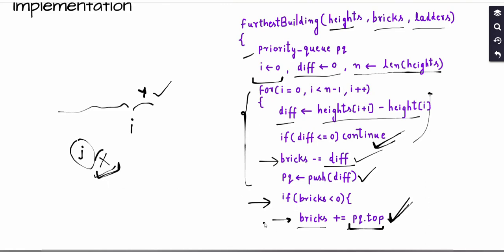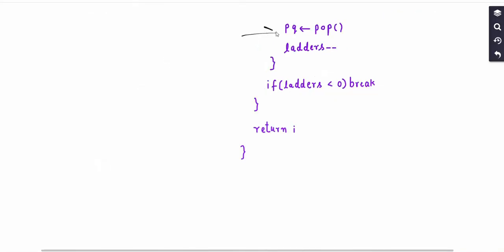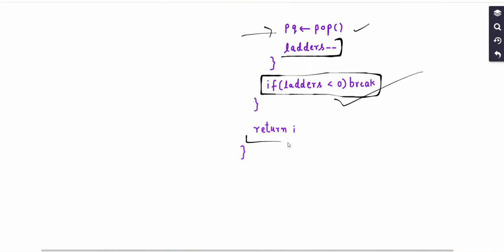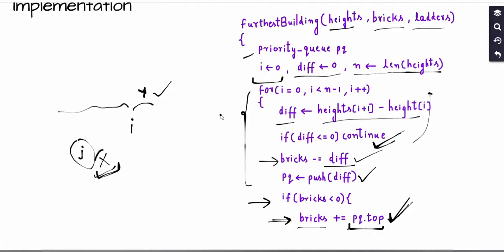That's why I'm doing this. Fine. Then I pop those bricks, which are the maximum bricks in the priority queue, from the priority queue, and I use a ladder instead of those bricks in the previous jth step. And here I'm checking if the ladders become negative. That means I have to break. I can't go further, so I break out of the loop. And finally, I return the index or the position of the farthest building which I can reach at the end of the function. So that's how the function is working using a priority queue.